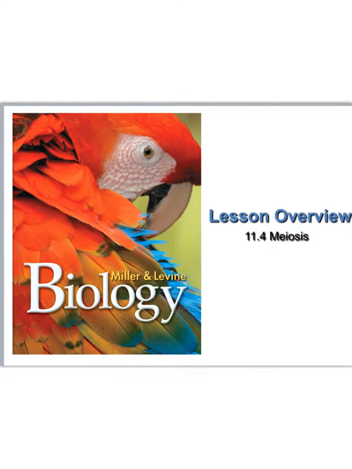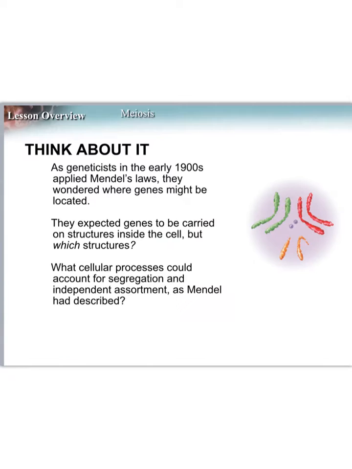11.4 Part 1 Meiosis. As geneticists in the early 1900s applied Mendel's laws, they wondered where genes might be located.